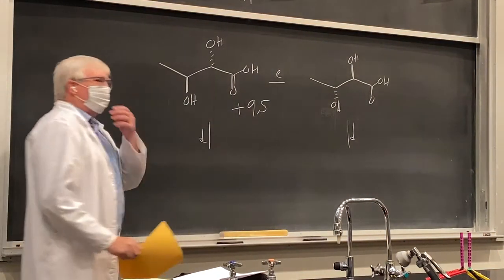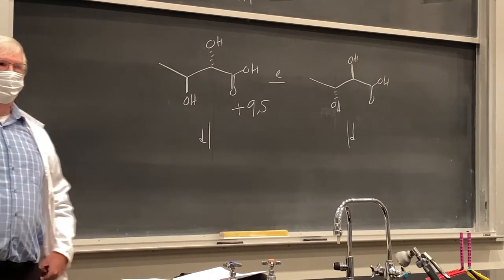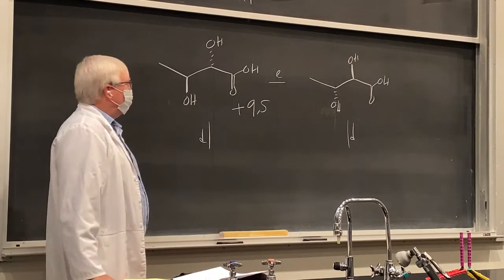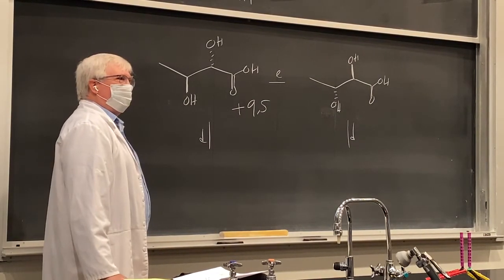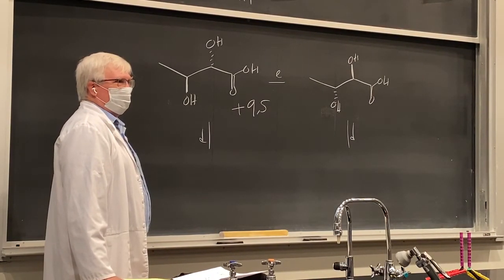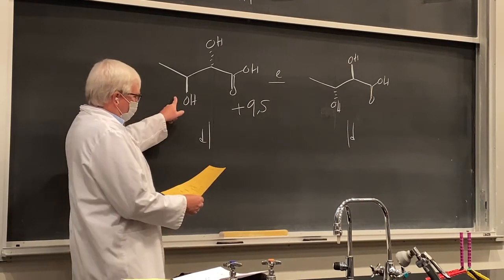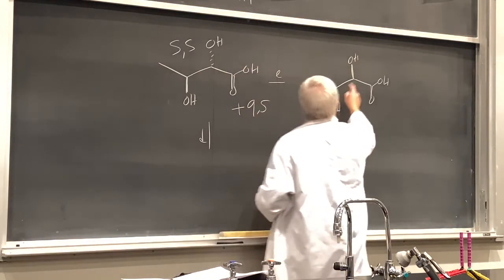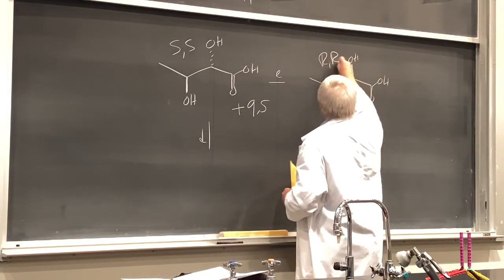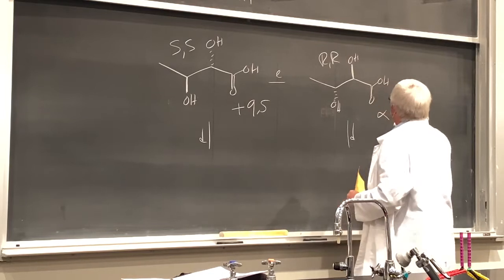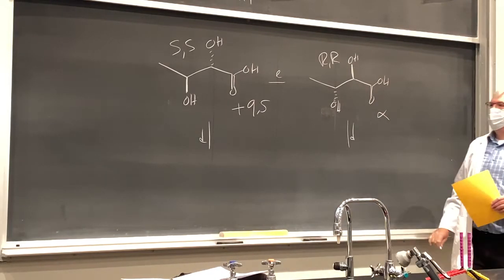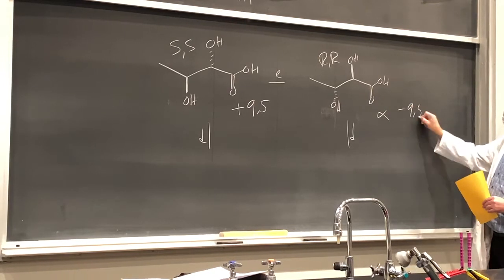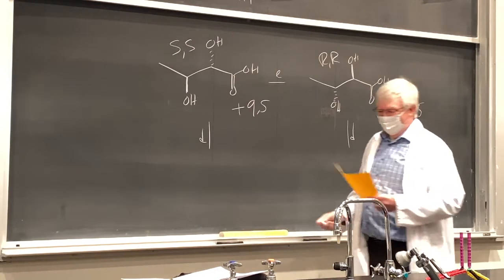Now from this, you can already tell quite a bit. You should be able to assign R and S to everything. You should be able to verify that those are enantiomeric. And you should be able to tell what the optical rotation of that enantiomer is, right? So which one is this? This is the SS. So what's this here? We inverted both of them. That's the RR. And what's the rotation here? There it was plus 9.5. So what's this one? Minus 9.5, right? So you can already tell quite a bit here.